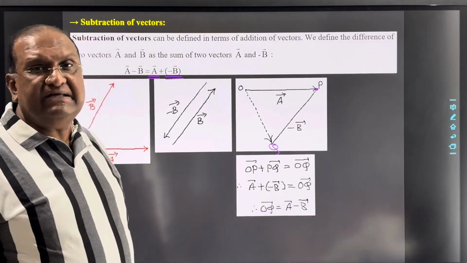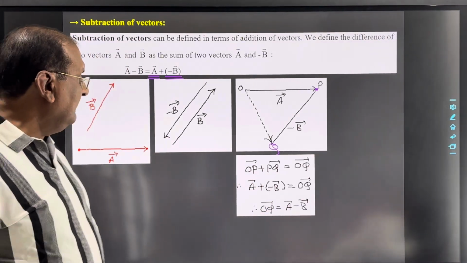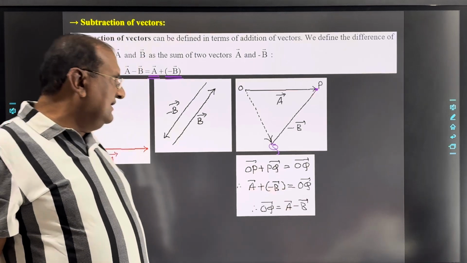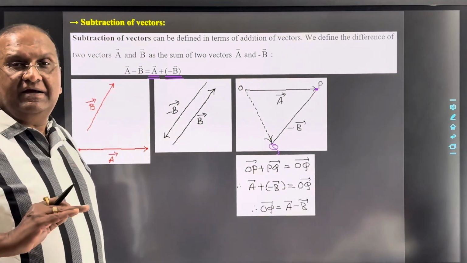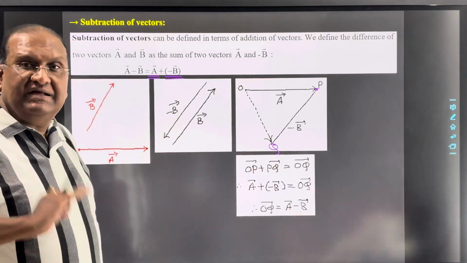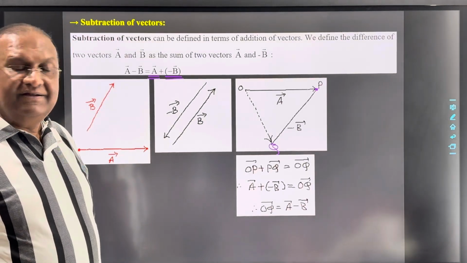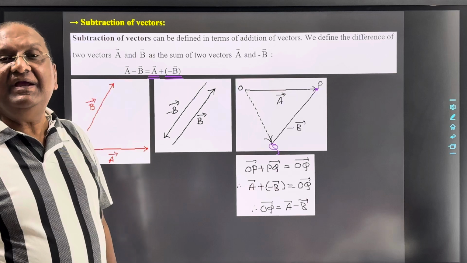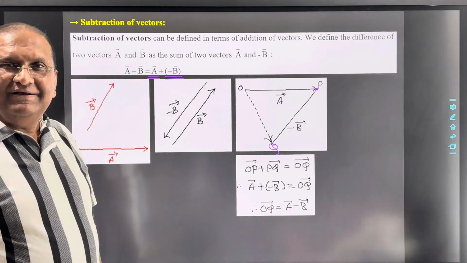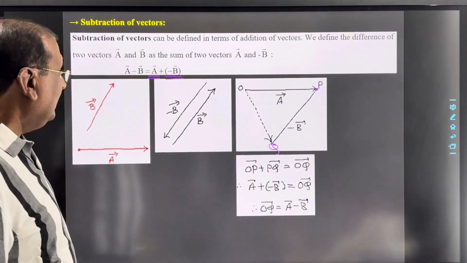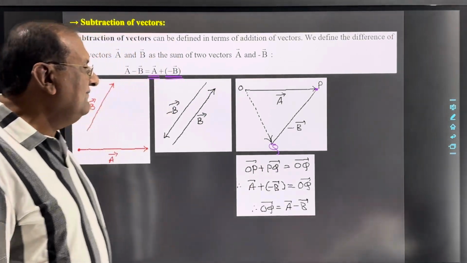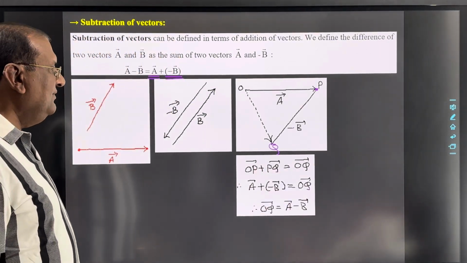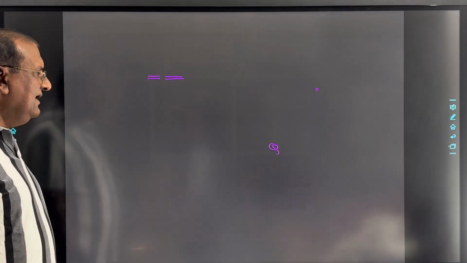But now here you can easily understand this thing, vector A minus vector B, and if we take vector B minus vector A, then these two will not be equal, right? So here we can understand this thing, A minus B is not equal to B minus A. Clear?